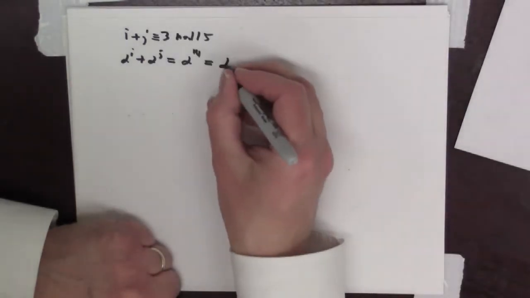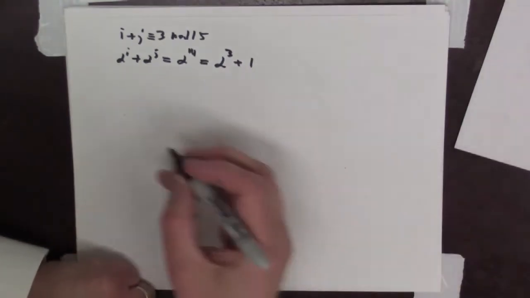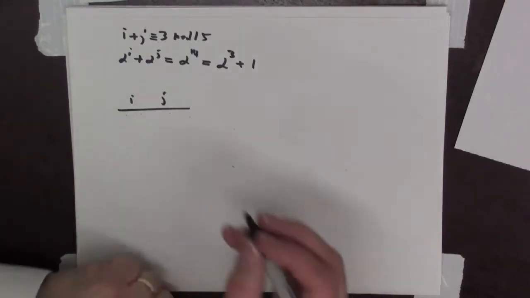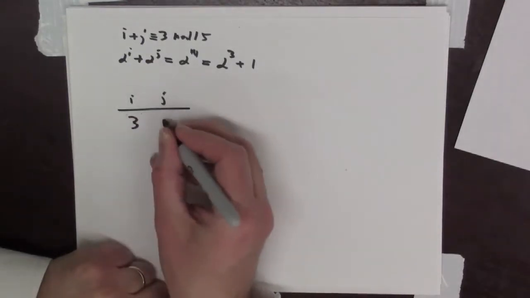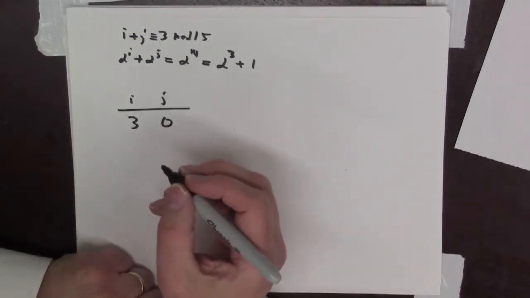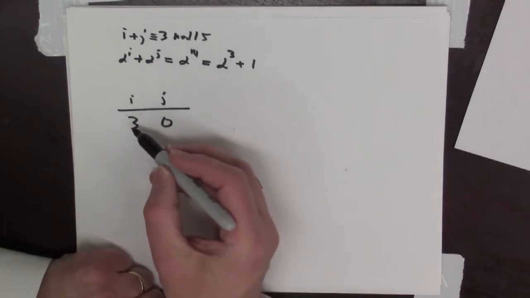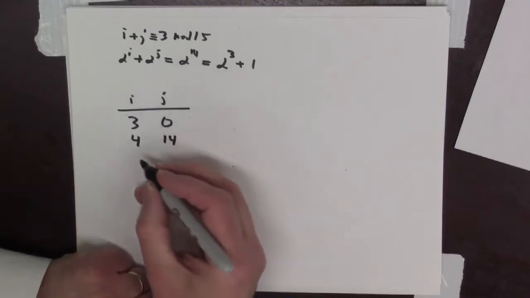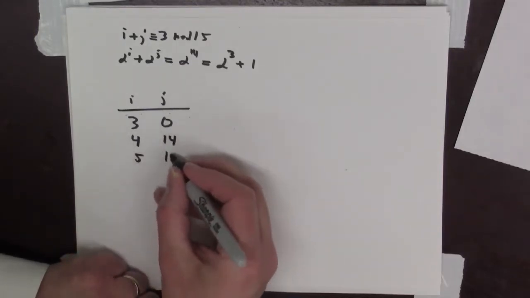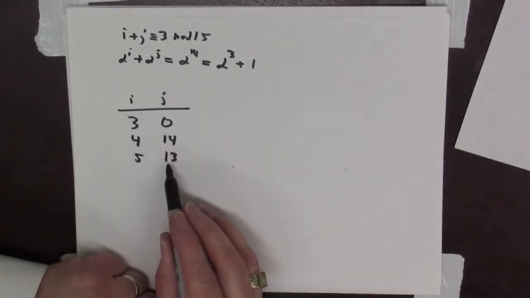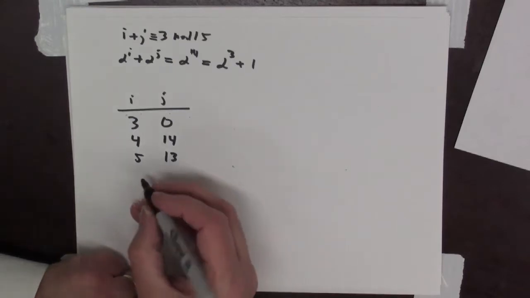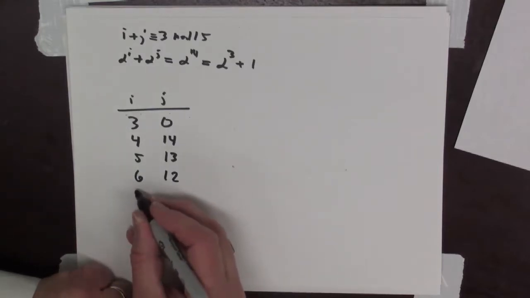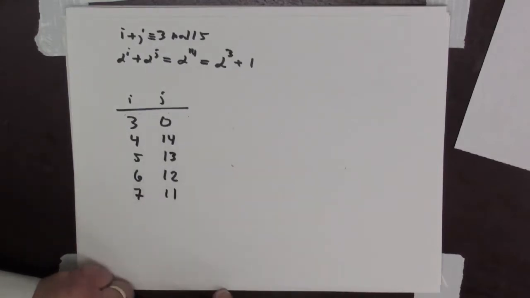So you can make a table, i, j. Well, how many ways can it be? Well, of course it's 3, 0. Then I can increase i to be 4, which means I decrease j to minus 1, that's actually then 14. I can have 5, 13. Remember, 5 plus 13 is 18, which is 3 mod 15. Then I can have 6, 12. They add to 18, which is 3 mod 15. Then I have 7, 11.